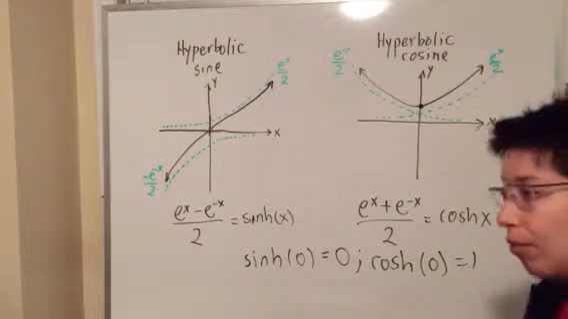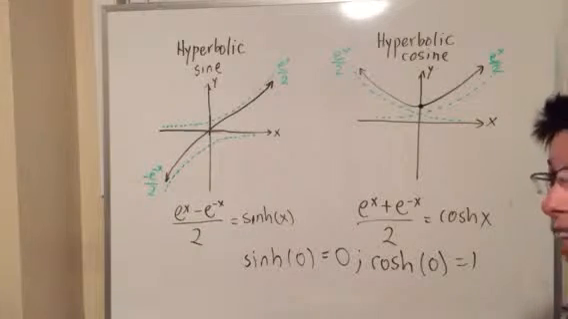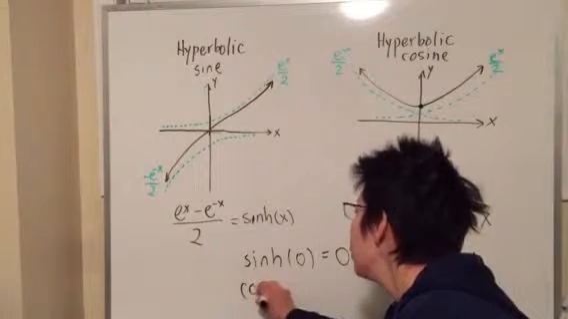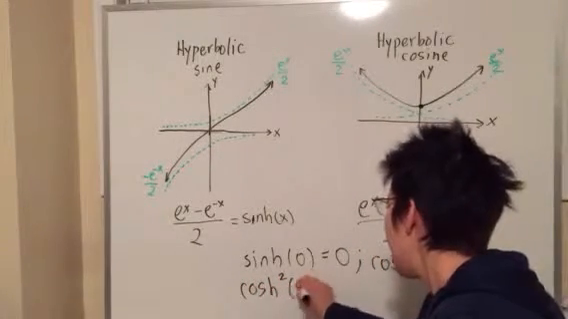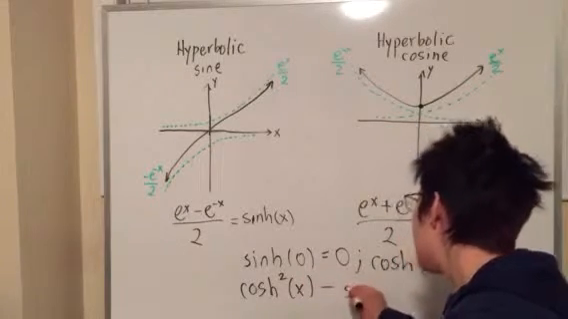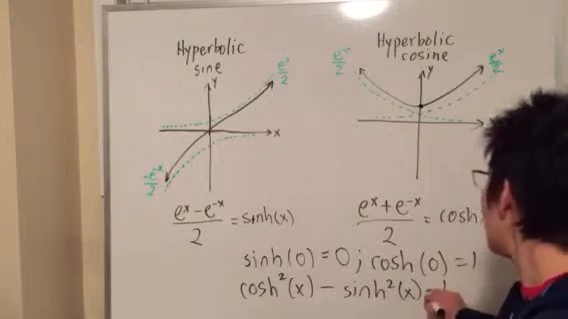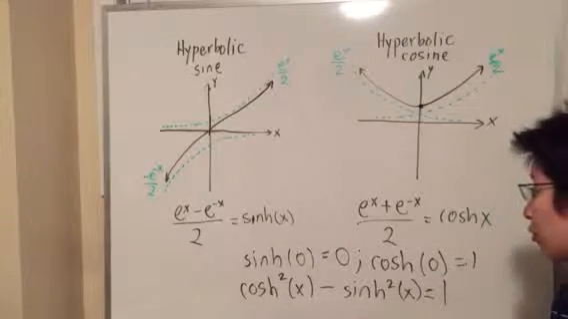So it looks as if these functions share some properties of trig functions, and it doesn't stop there. As a matter of fact, if you evaluate cosh squared of x minus sinh squared of x at any x, then you get 1. And that's pretty similar to the Pythagorean identity that we use in trig.